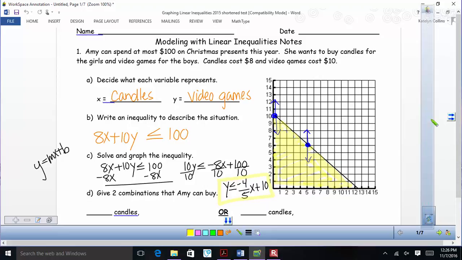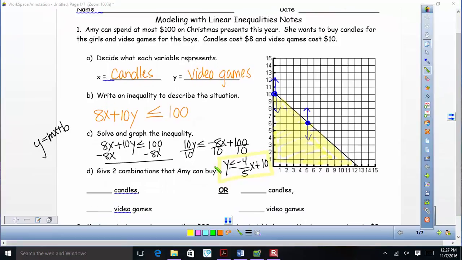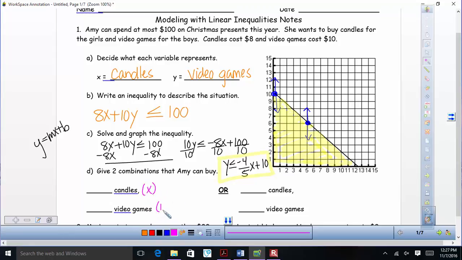Okay, so in order to answer part D, it says give 2 combinations that Amy can buy. So what it's saying is, for instance, she can buy 3 candles and 5 video games. The way you tell that is you would go to 3, 5, because remember, what letter is represented by candles? X. And video games is? Y. So if I did 3 and 5, I went 3 here, 5 here.